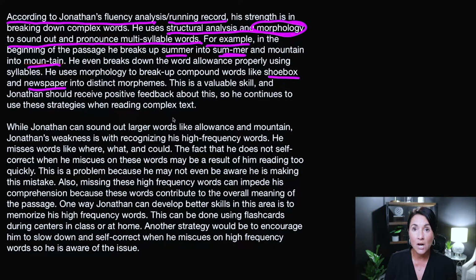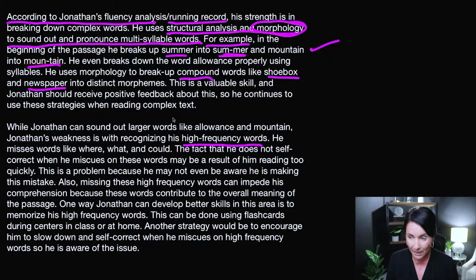Now here's a good way to start the second paragraph. While Jonathan can sound out larger words like allowance and mountain, Jonathan's weakness is with recognizing his high frequency words. You might say sight words. You might say tier 1 words. Remember, tier 1 words are sight words. Tier 2 words are words like mountain, words like compound. And tier 3 words are things like mitochondria, cellular membrane, things that are specific to an academic area, okay? But high frequency words are tier 1 words. They happen all over the text, and he's having trouble with that.